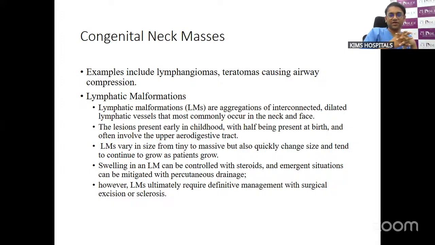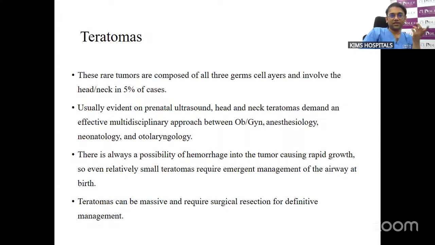Sometimes the swelling can be controlled with steroids, and at certain times we need percutaneous drainage in order to protect the airway. However, major lymphatic malformations require surgical resection, or you can do sclerosing agent injection that leads to sclerosis of the lymphatic tissue. Teratomas are rare tumors which consist of all three germ cell layers and can involve the head and neck in 5% of cases. Usually we know that teratomas are diagnosed antenatally based upon prenatal ultrasonography.